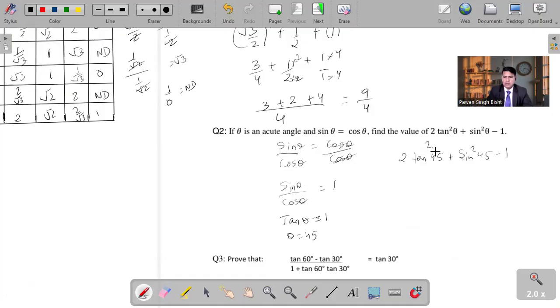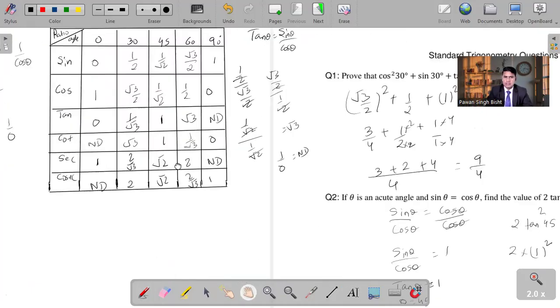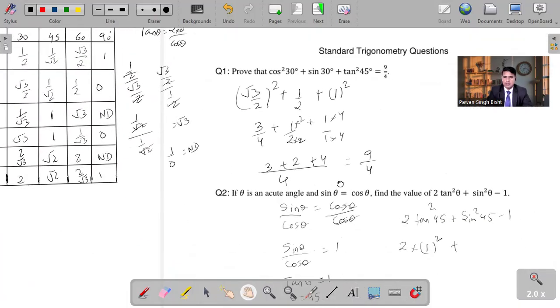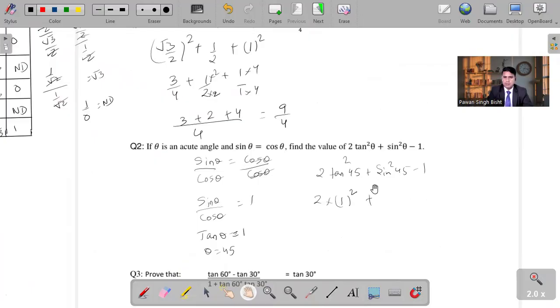Now put it in the expression: 2 tan square 45 plus sine square 45 minus 1. We know the value of tan 45 is 1, so 1 square, plus sine 45, which from the table is 1 upon root 2. So in place of sine 45, we put 1 upon root 2: 1 upon root 2 whole square minus 1. So we get 2 plus 1 over 2 minus 1. 2 minus 1 is 1. 1 plus 1 upon 2, making the denominator the same, so your answer is 3 over 2. This is the answer for question number 2.